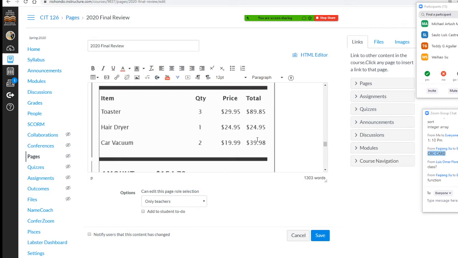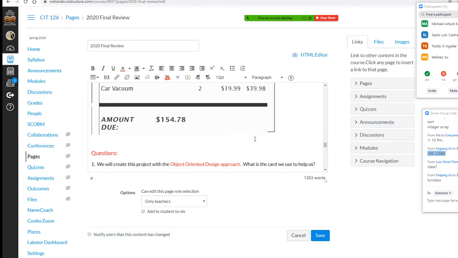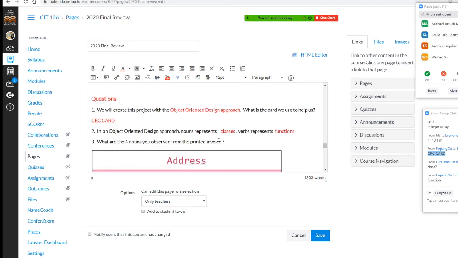So once we weeded out that, all right, can you tell me what are the 4 nouns you observe from this printed invoice? Okay, write it out for me.